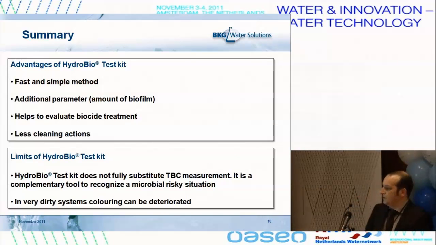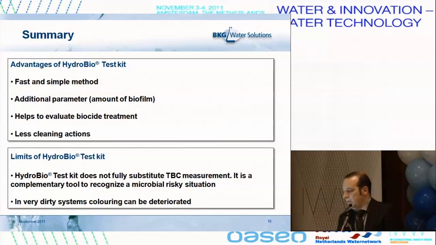So a short summary: the advantage is that you have a fast and simple method. You have an additional parameter together with the total bacterial count. You have now the amount of biofilm. It helps to evaluate the biocide treatment, and you have at the end fewer cleaning actions if you use it for a long time. The limits are that you do not fully substitute, of course, the total bacterial count measurement. It's just the additional information that you get.